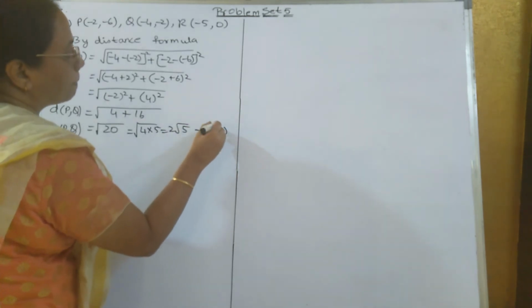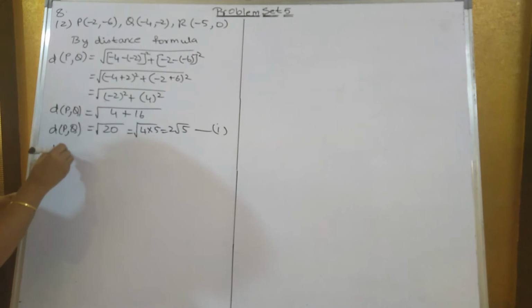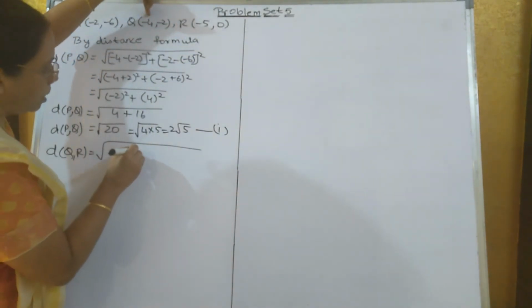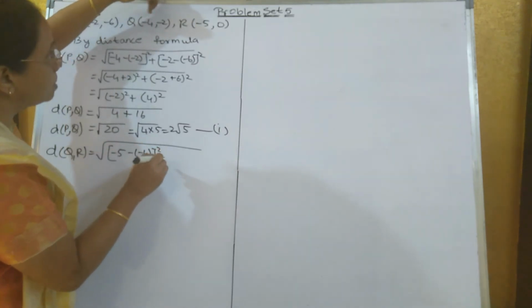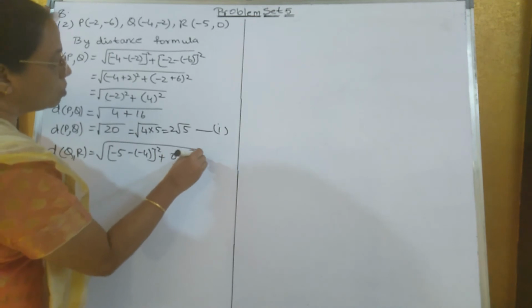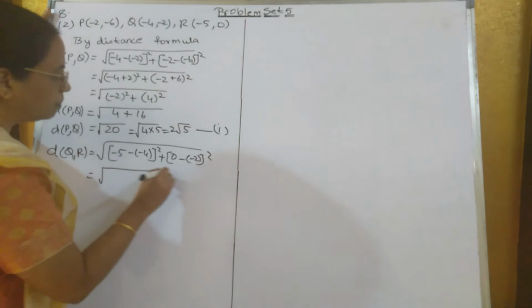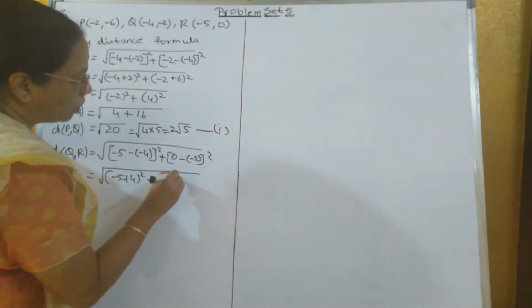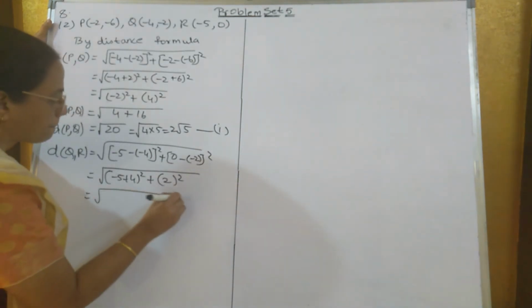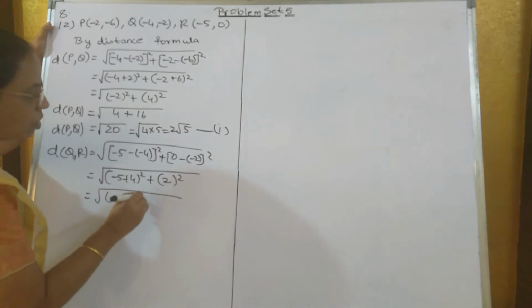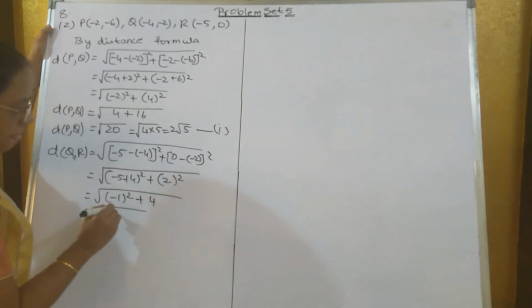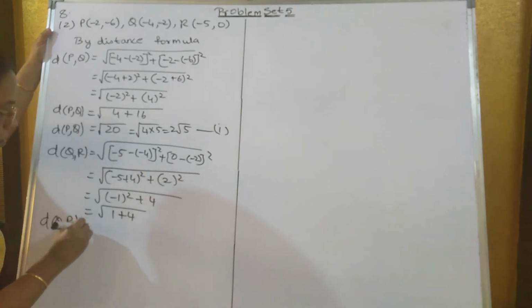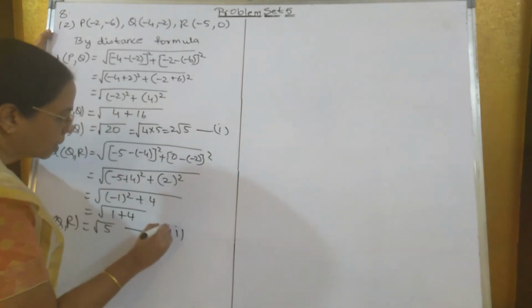Let this be 1. Now the second one, distance QR. Distance QR is equal to what? (-5 - (-4)) the whole square plus (0 - (-2)) the whole square. So that's equal to how much? -5 plus 4 the whole square, 2 the whole square. Minus into minus will become plus 2. -5 plus 4 is how much? -1 the whole square plus 4. That's equal to 1 plus 4. So distance QR is equal to root 5. Let this be 2. Now we'll find out distance PR.